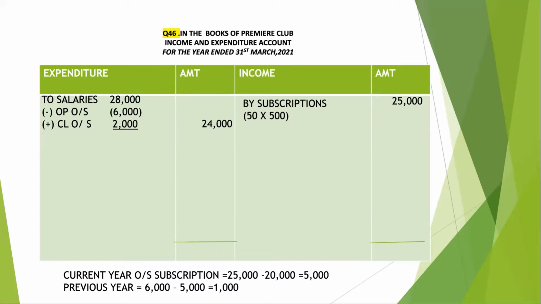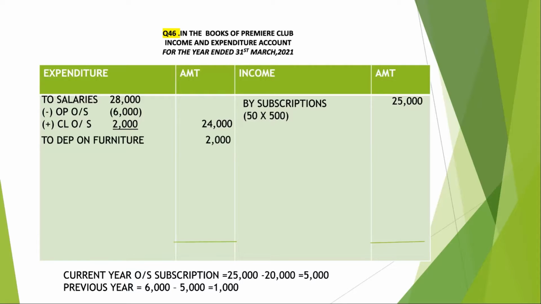Our next adjustment, D adjustment, relates to the amount of building, furniture, and books. These are the balances of the opening balance sheet, so they will be reflected on the asset side of the balance sheet. We have to provide depreciation on furniture. Amount of furniture is 20,000. So 20,000's 10% is 2,000.